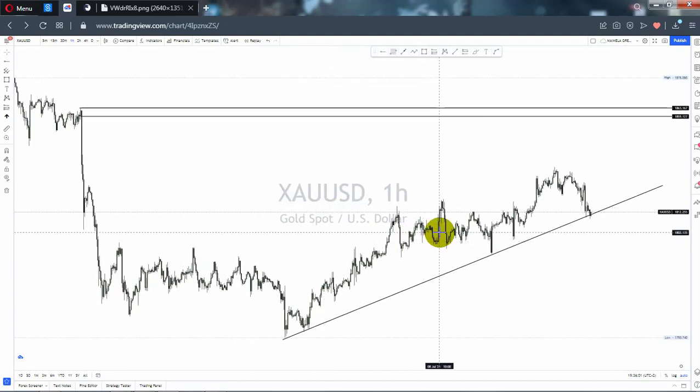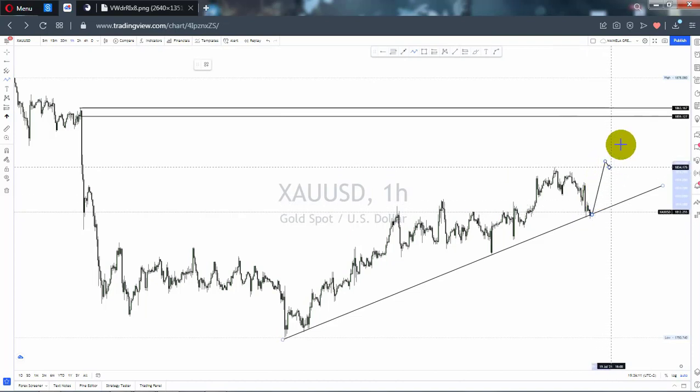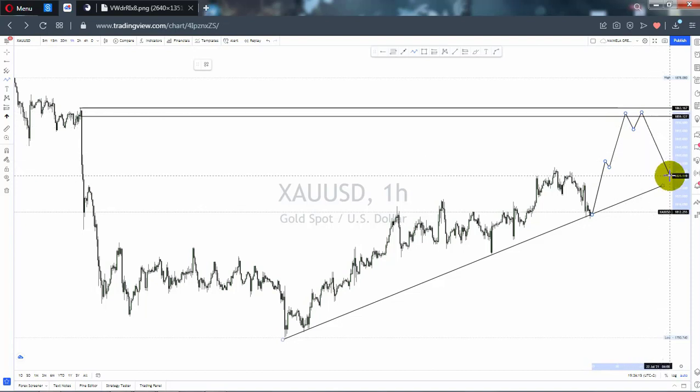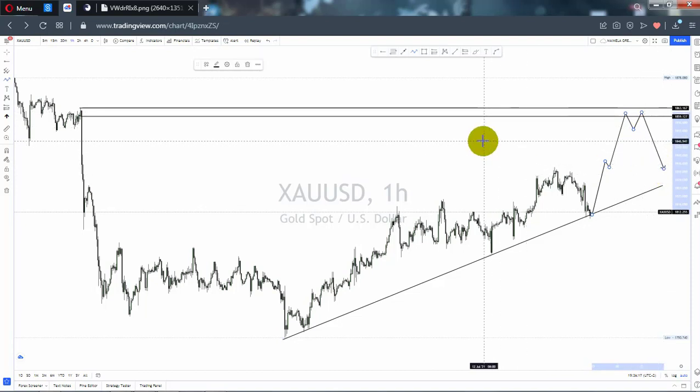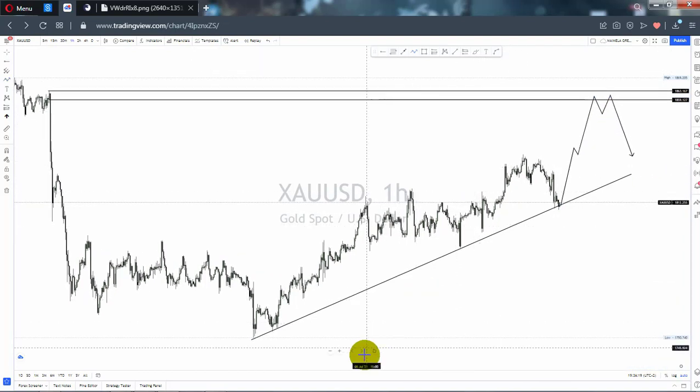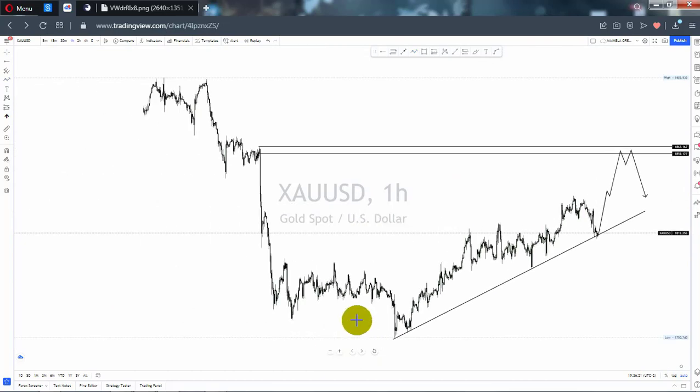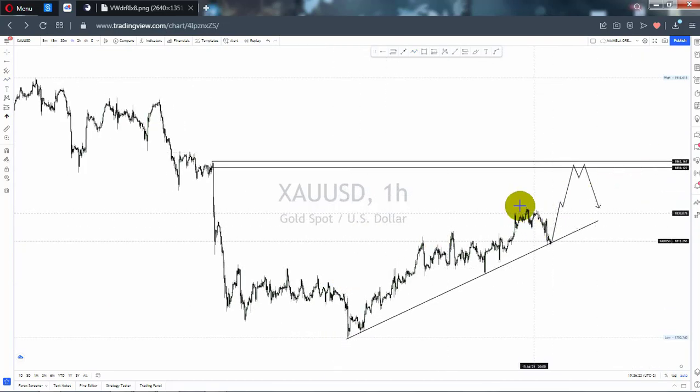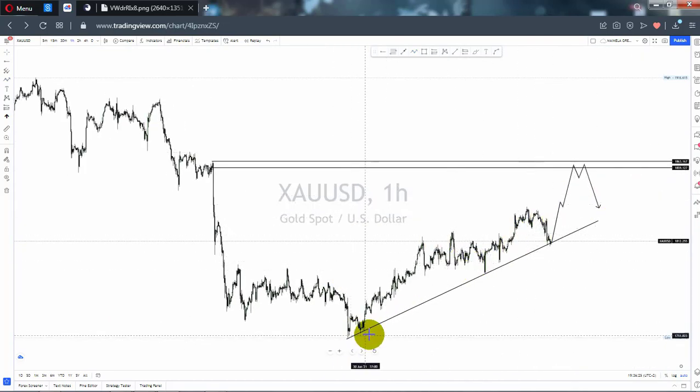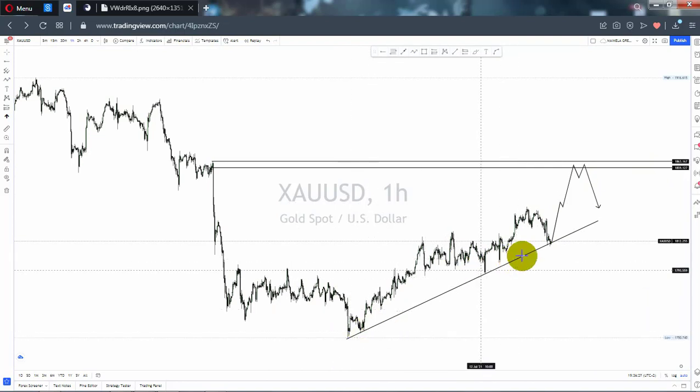So this is what I'm looking for. I'm looking for them to give me something like this, from here. This is what I'm anticipating on gold here. This is the movement that I'm anticipating here. As you can see, they touched this trend line for 1, 2, 3, 4 times, for the fourth time here.